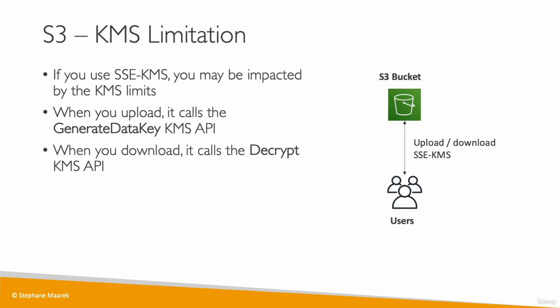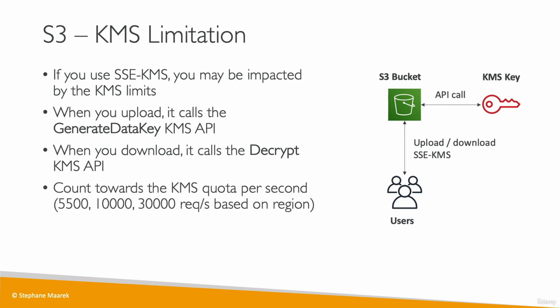So let's have an example. Our users connect to your S3 bucket. They want to upload or download a file using SSE-KMS encryption. And so the S3 bucket will perform an API call, either GenerateDataKey or Decrypt, to a KMS key and get the result from it. And by default, KMS has a quota of number of requests per second. Based on the region you're in, it could be 5,500 per second, 10,000 per second, or 30,000 per second.